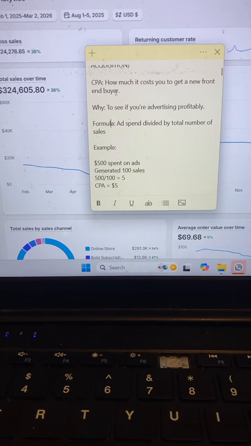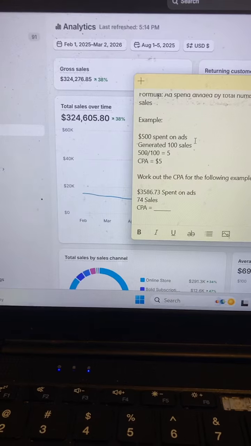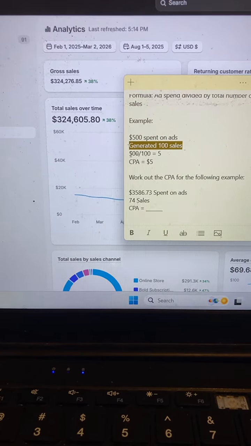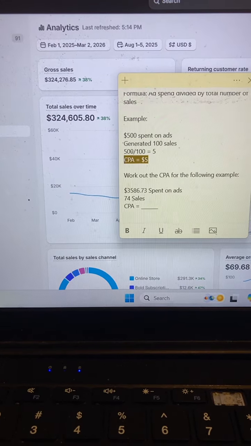So the formula to get that metric is just your ad spend divided by your total number of sales. So an example, if you spend $500 on sales and you got 100 sales, then 500 divided by 100 will be 5. So your cost per acquisition will be $5.